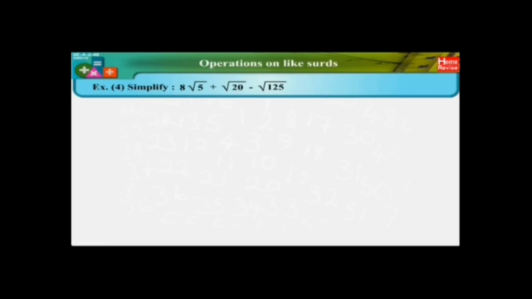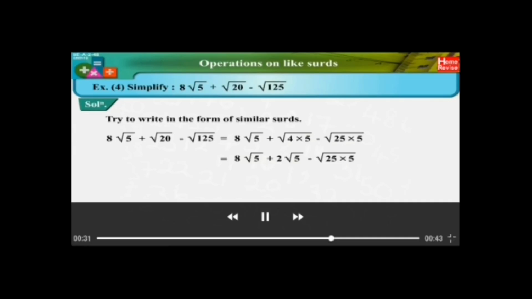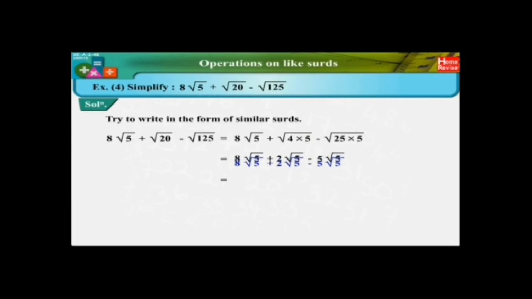4. Simplify 8 root 5 plus root 20 minus root 125. Try to write in the form of similar surds. 8 root 5 plus root 20 minus root 125 can be written as 8 root 5 plus root 4 multiply 5 minus root 25 multiply 5, which is equal to 8 root 5 plus 2 root 5 minus 5 root 5. So we can write (8 plus 2 minus 5) root 5, which is equal to 5 root 5.